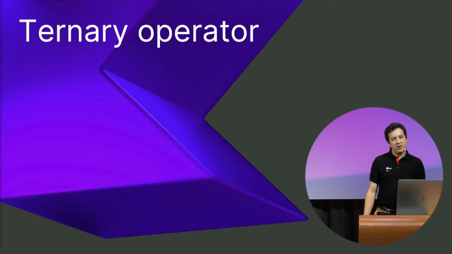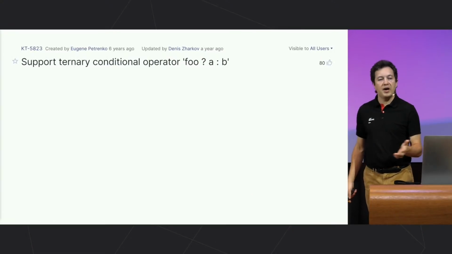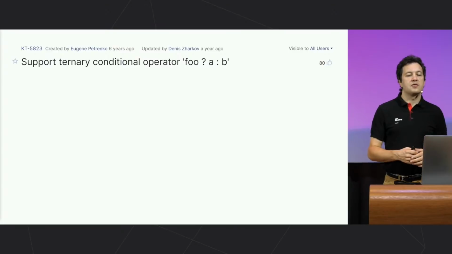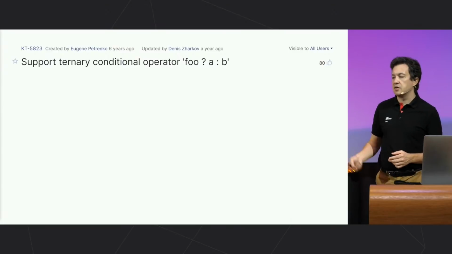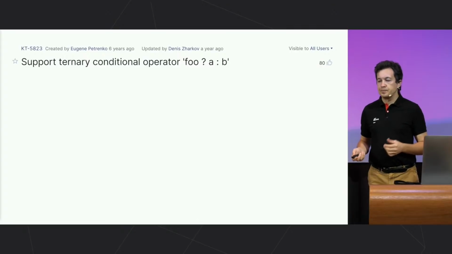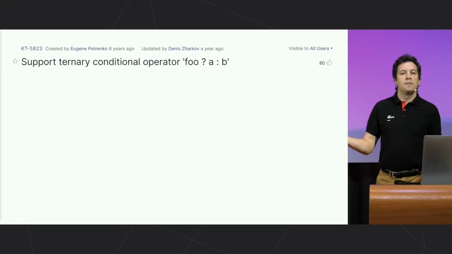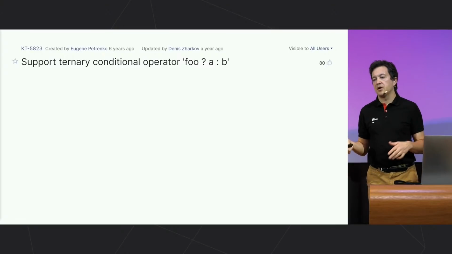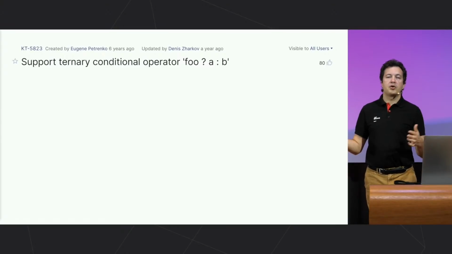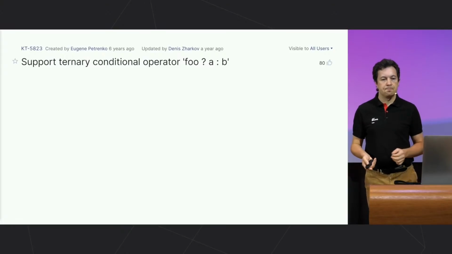The other very popular and thorny question is a ternary operator. It's pretty high in the list of highest voted issues. It has 80 votes at the time I looked at it. And right at the subject, it says what people want. They want ternary operator from Java and C, where you use question mark as an if.